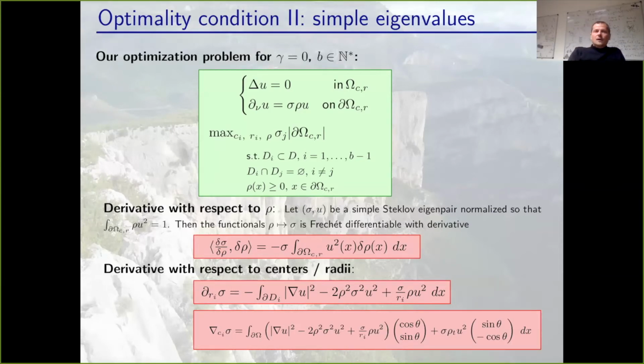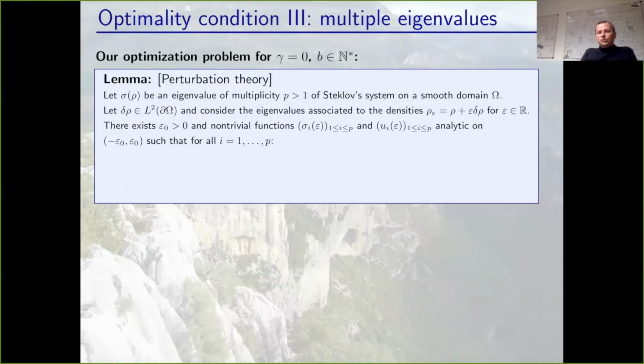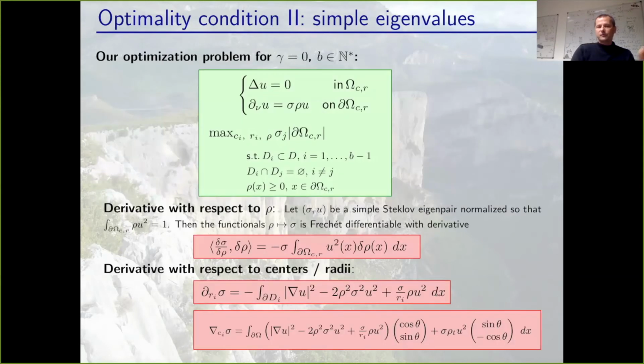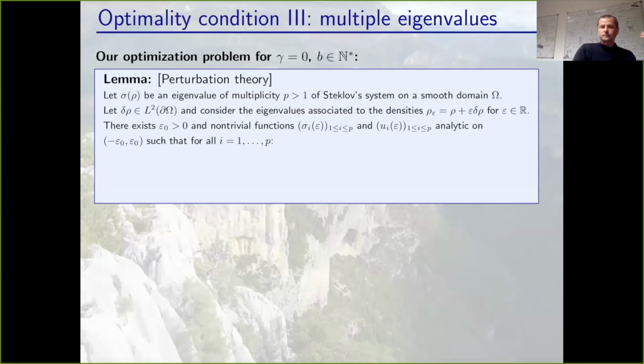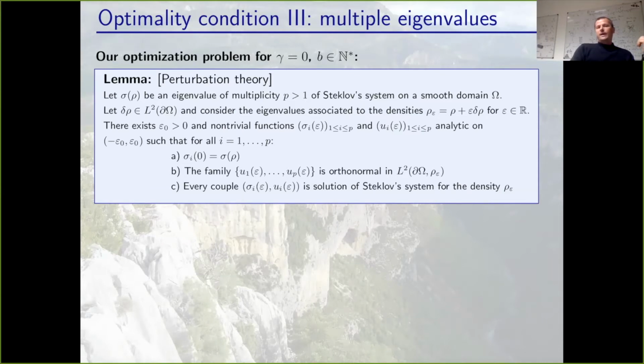Okay, so now I just want to explain why this multiplicity 3, which is expected, creates some difficulties, and what we can do to deal with this kind of non-smooth problem. Here I explain how we can obtain some optimality conditions in the non-smooth setting, because the previous formulas are only correct if you are considering simple eigenvalues. Now what happens if you have multiple eigenvalues? This is classical in perturbation theory, where you can parametrize your eigenvalue in another way.